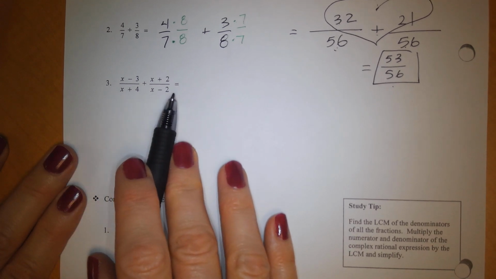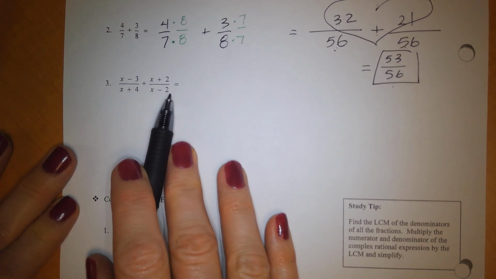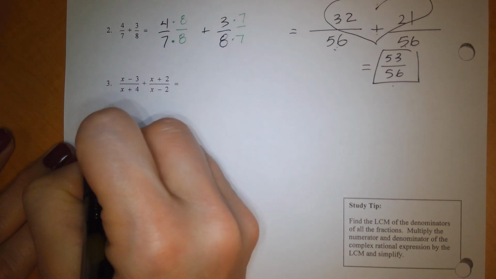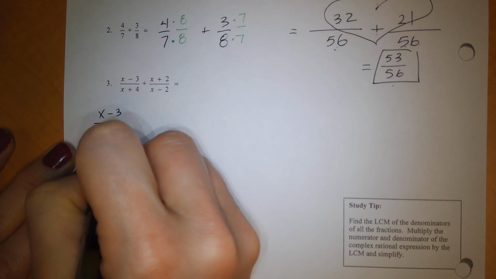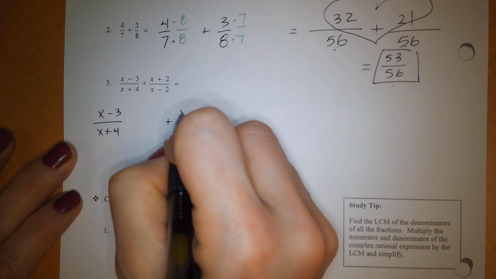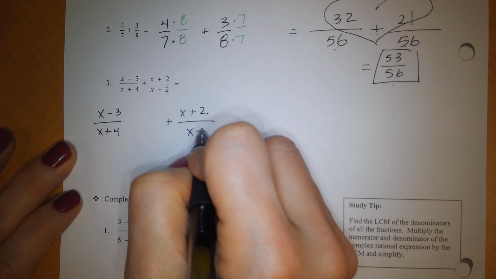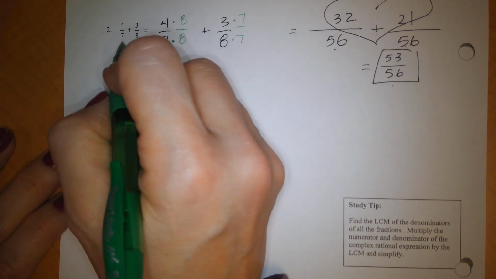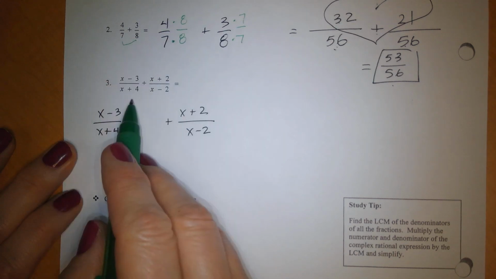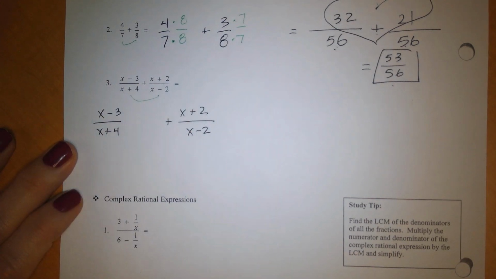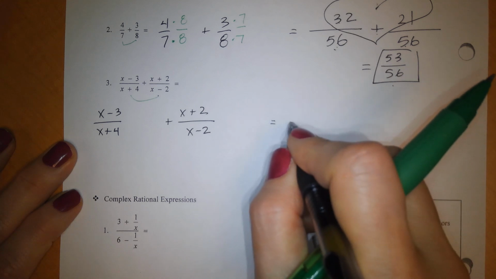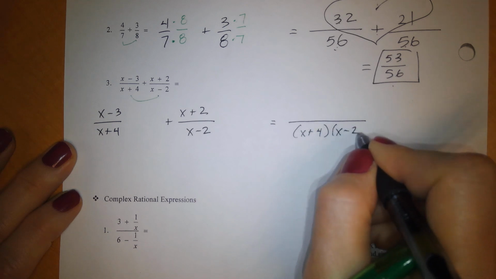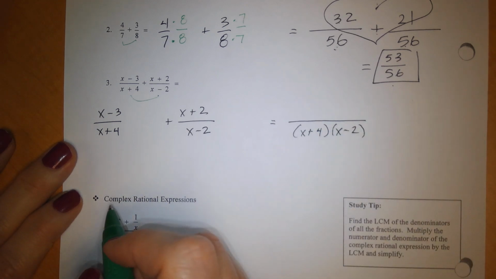Now, when we involve letters, it becomes a little more tricky. We can't use our calculator as a crutch, so we're going to need to find common denominators for this one. Okay, so let's start just like I did the last problem by writing this out. I'm going to leave a space. The common denominator here, generally speaking, is multiplying these two guys together. So my common denominator is going to be x plus 4 times x minus 2. I'm going to multiply both together.